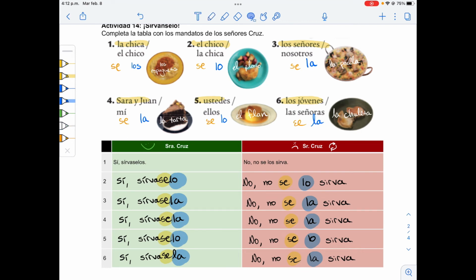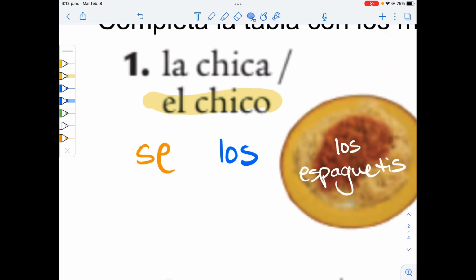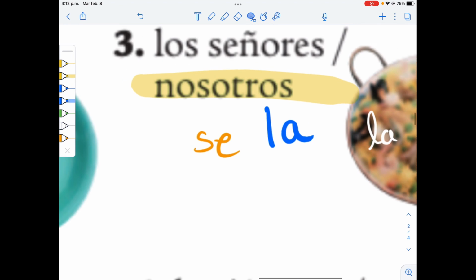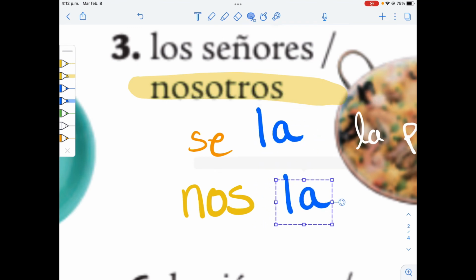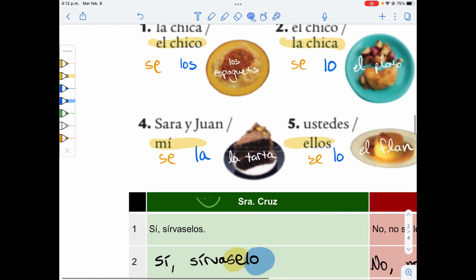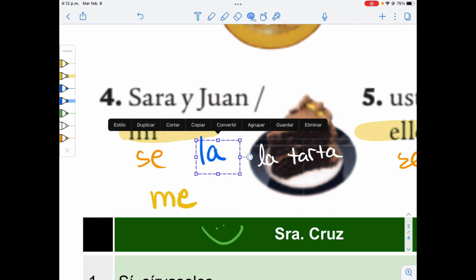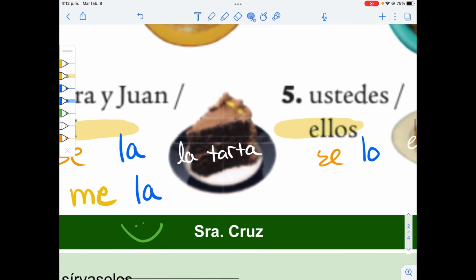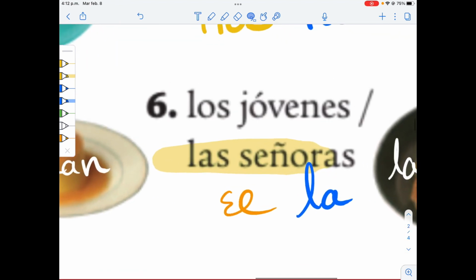So now we're just going to take all of our indirect objects and adapt them to new indirect objects. So, yay! But guess what? We only have to change a couple, because el chico is still se, la chica still se. Nosotros is going to become nos. So we're going to keep the la because it's still la paella. Me, that's going to change to me. La stays the same because it's still la torta, tarta. And then finally, ellos is the same, las señoras is the same.